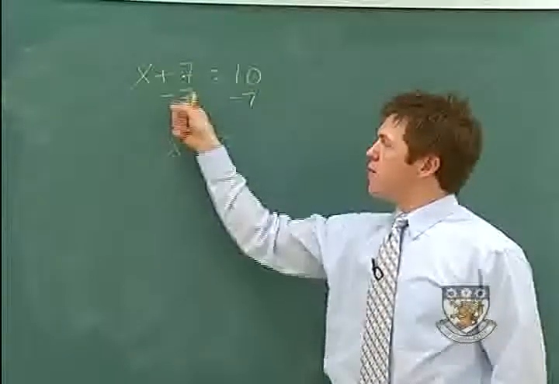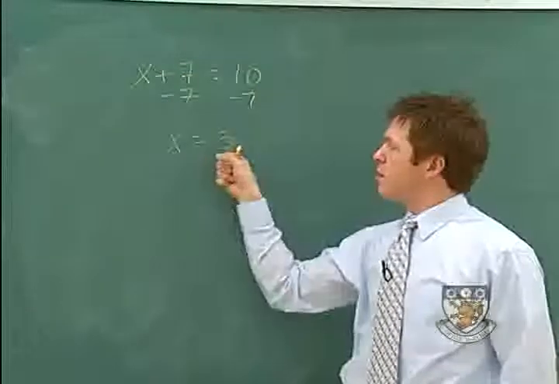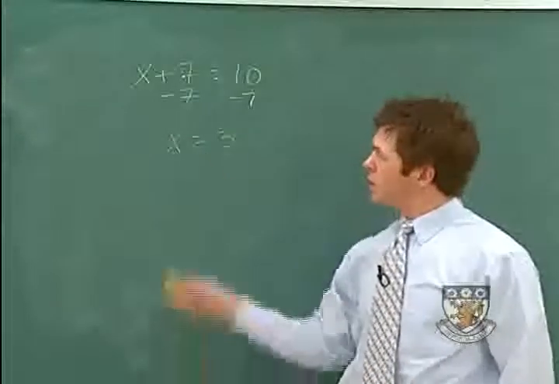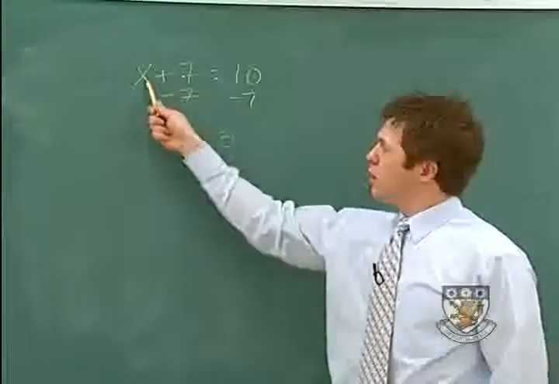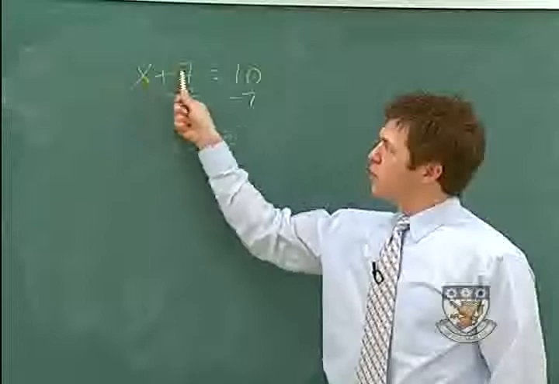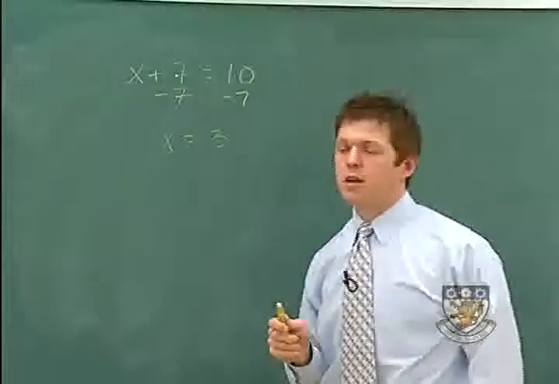So 7 minus 7 is 0. 10 minus 7 is 3. X equals 3. Well, is that true? Does it work? Does 3 plus 7 equal 10? Yes, it does. It worked.